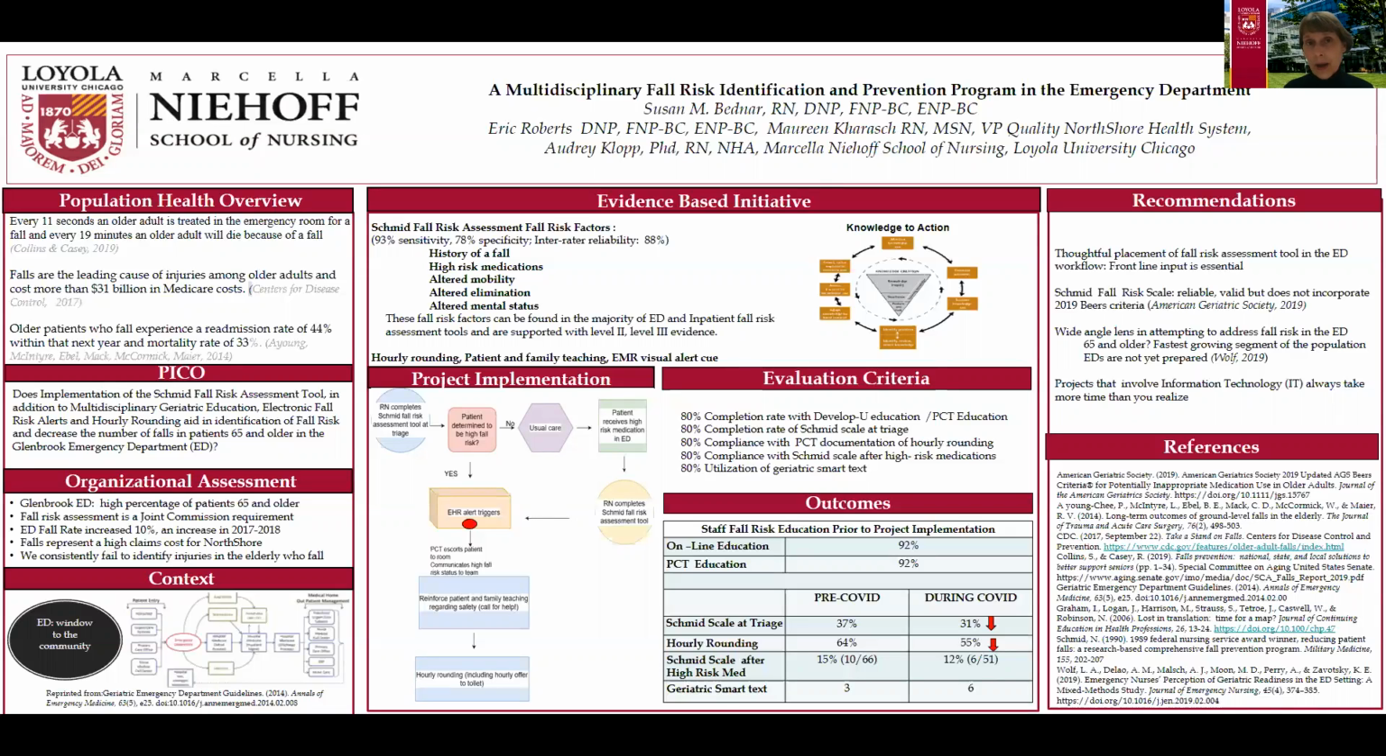This is a serious problem, and the ED literature confirms this. Falling is the most common cause of traumatic injury in geriatric emergency patients. The purpose of this project was to implement a multidisciplinary fall risk reduction program in the Glenbrook Emergency Department. I chose the Glenbrook ED because Glenbrook has the highest percentage of patients 65 and older in the system, and the ED fall rate there increased 10% between 2017 and 2018.